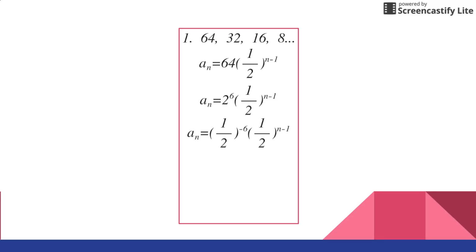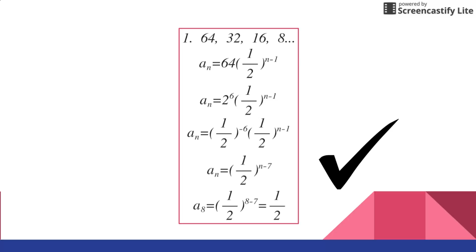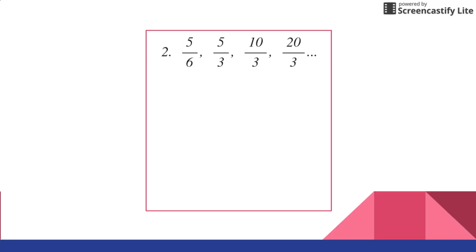Now, by combining those exponents, we get 1/2 to the n minus 7, and then that's our equation. And then we plug in 8, so 8 minus 7 is just 1, so we get 1/2, and that's the answer. In this next one, it's a little more complicated since we have fractions.